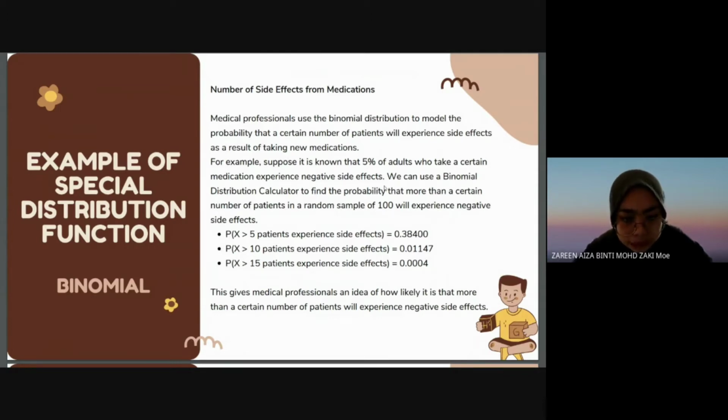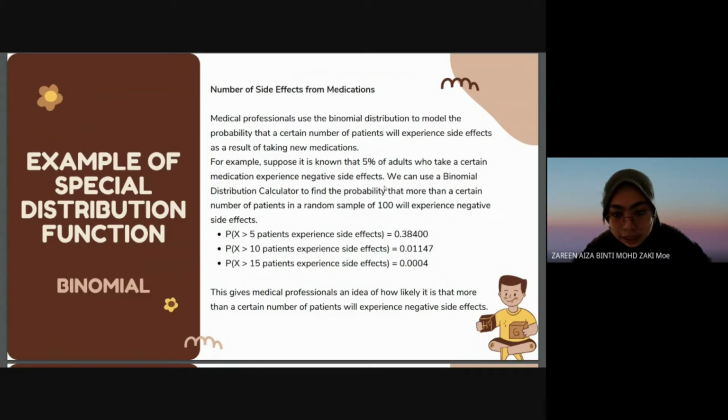For example, the probability that more than 5 patients experience side effects, by using a binomial distribution calculator, we get 0.38400. The probability that more than 10 patients experience side effects is 0.01147, and the probability that more than 15 patients experience side effects is 0.004. This gives medical professionals an idea of how likely it is that more than a certain number of patients will experience a side effect.